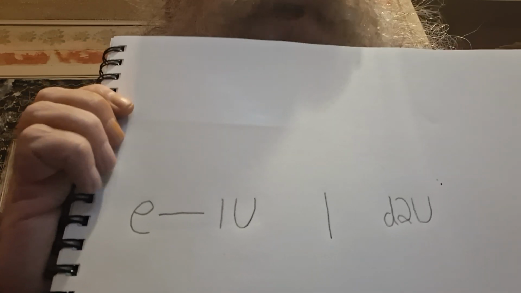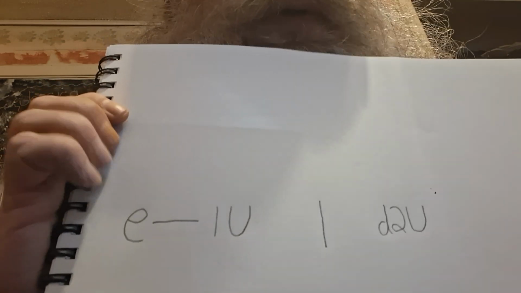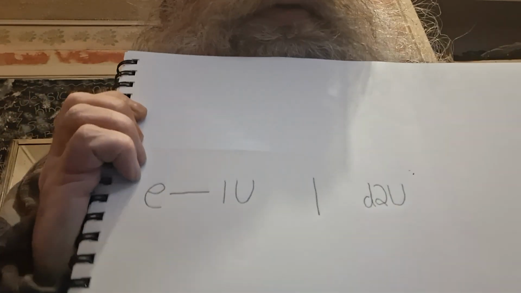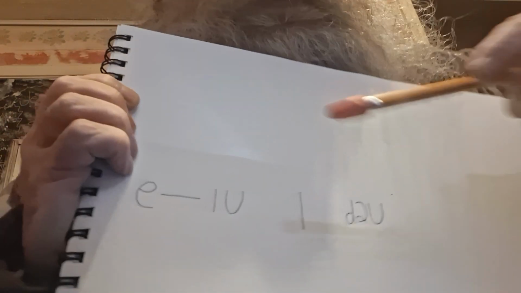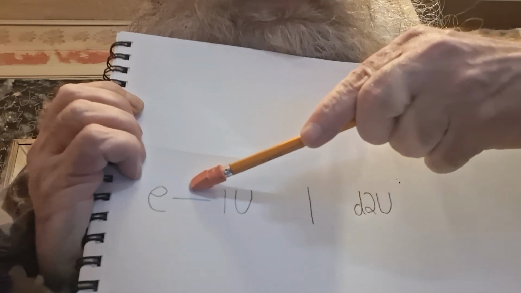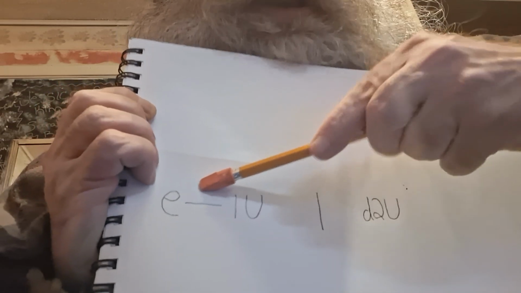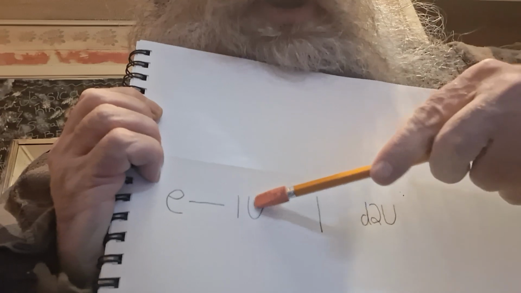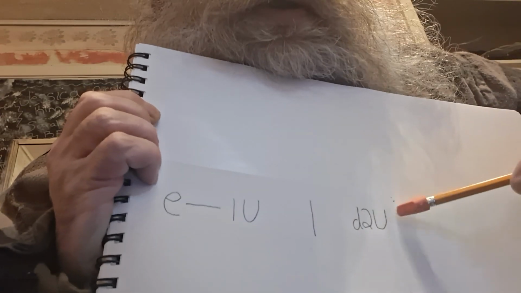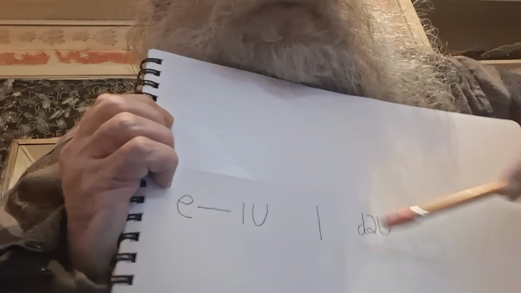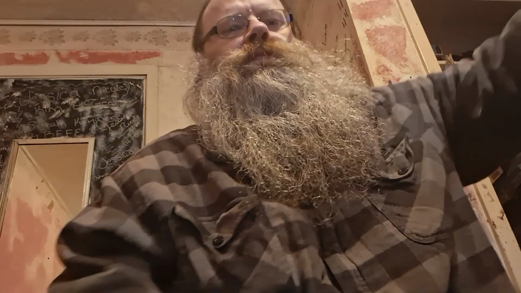The E is the electron, the 1U is the 1 up quark, the bar in the middle here. The E is the electron. This means the ground state electron. The 1U is the up quark 1, up quark 2, and the down quark. And of course, the down quark is between up quark 1 and up quark 2.